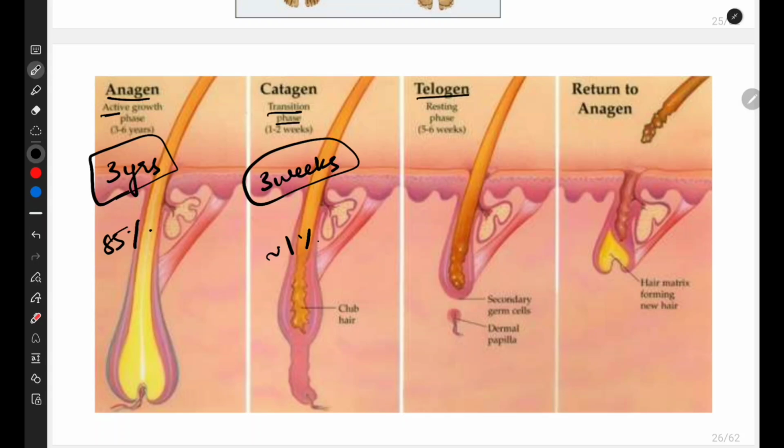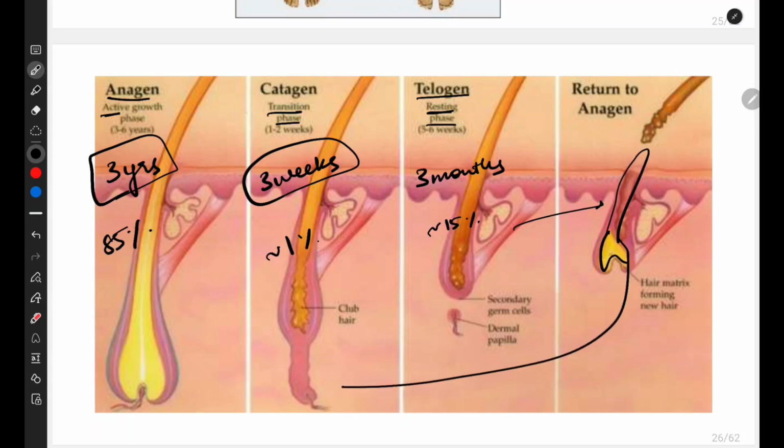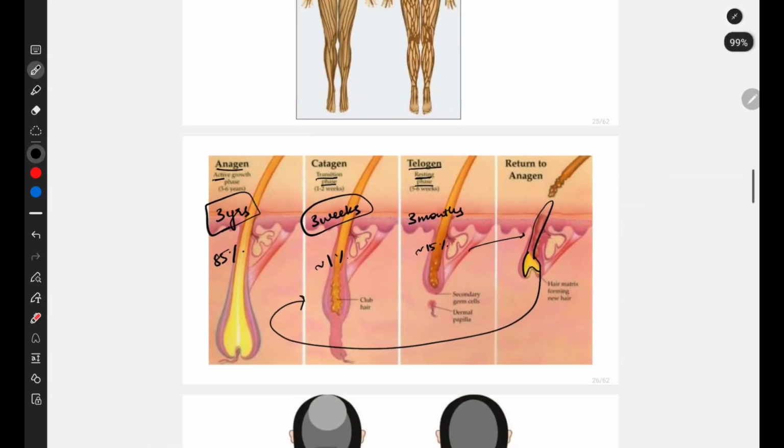And telogen phase is called the resting phase. This will be for 3 months. So almost 15% of all our hair will be in resting phase. Then these will fall off, and again the growing phase will start. Again a new follicle will start growing, and the cycle will continue. This is called the hair cycle.